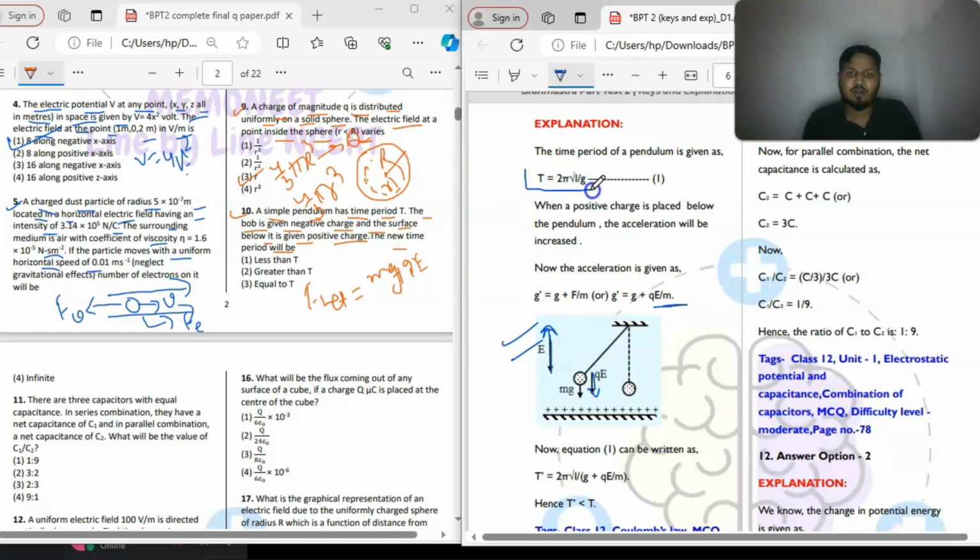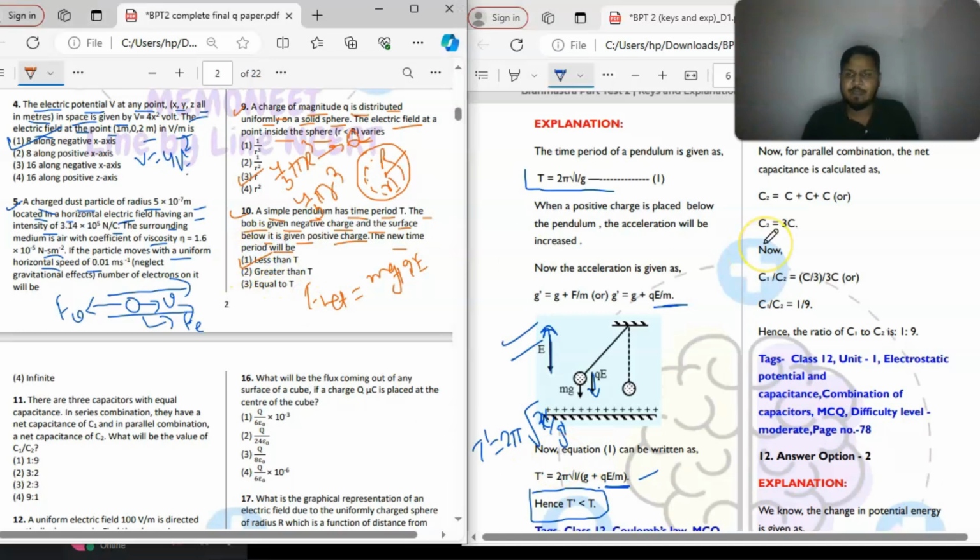And we know that T is equal to 2 pi under root L by g. So what is the new time period? New time period will be equal to 2 pi under root L by g dash. At the place of g dash, after putting, we get T dash is equal to 2 pi under root L by g plus QE by m. Since this is the extra factor, this time period will be less. So hence T dash will be less than T. So our first option will be correct. Okay, got it?